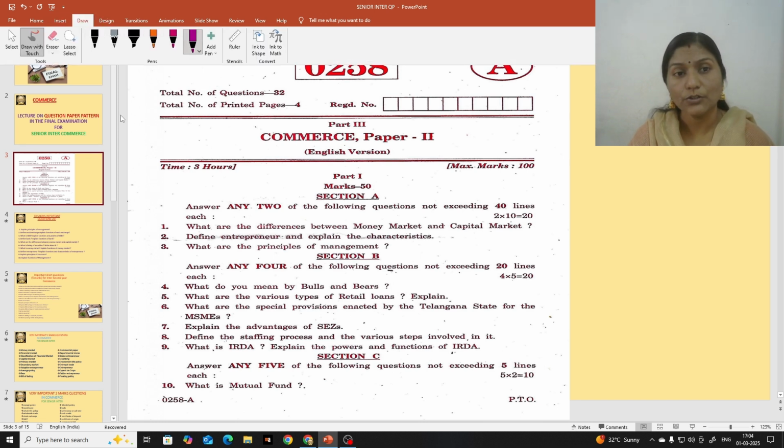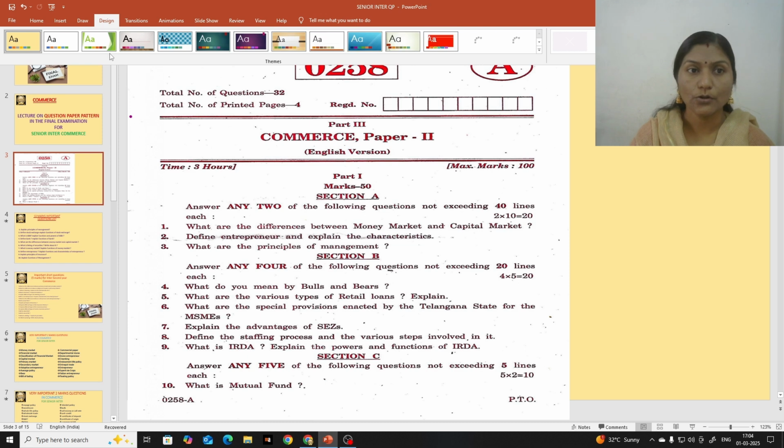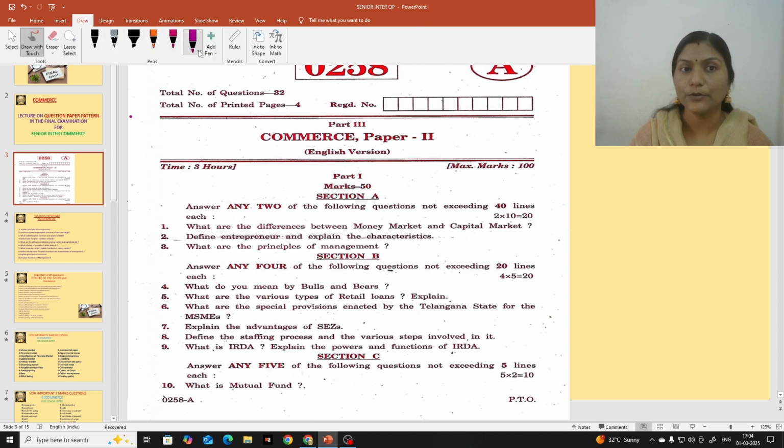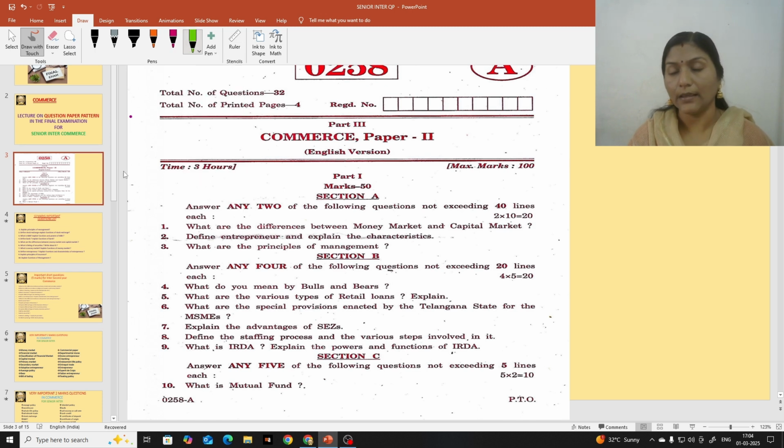Whenever you are going to write the examination, you should be very careful. You should not write anything on the question paper except your hall ticket number. You can write your hall ticket number, but nothing else, because if you write anything like calculations or any matter on the question paper, that is against the rules of the intermediate board, and you will be booked under malpractice. So be careful while writing the examination.